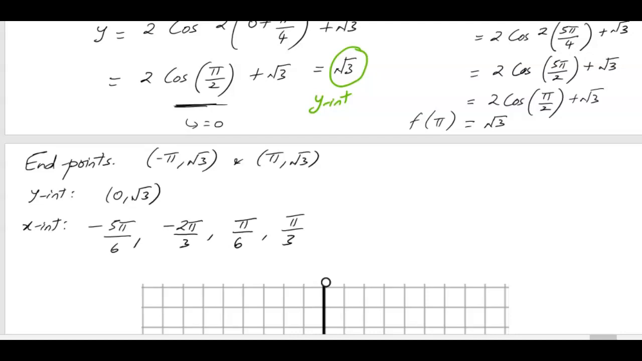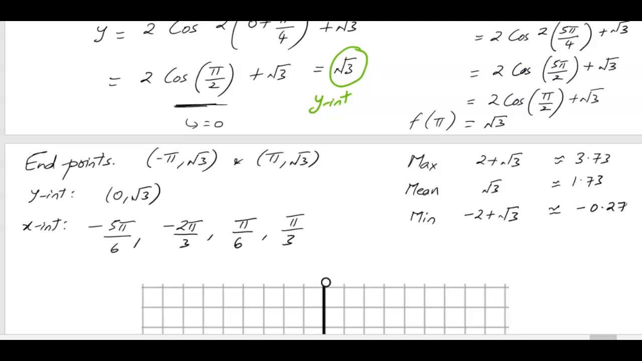Now, the next part is really critical. We've talked about the maximum and minimum, so I'm just going to write that down as well. The maximum is going to be 2 plus the square root of 3, approximately 3.73. The center value, or the mean value, is going to be square root of 3, approximately 1.73. And the minimum value is going to be minus 2 plus the square root of 3, approximately equal to minus 0.27.